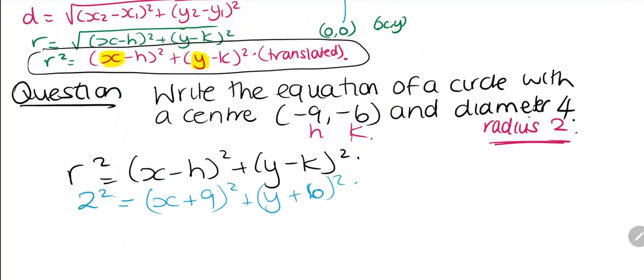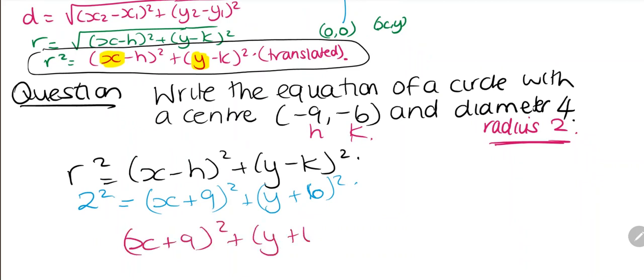So let's write this round the other way. So x plus 9 squared plus y plus 6 squared is equal to 4.